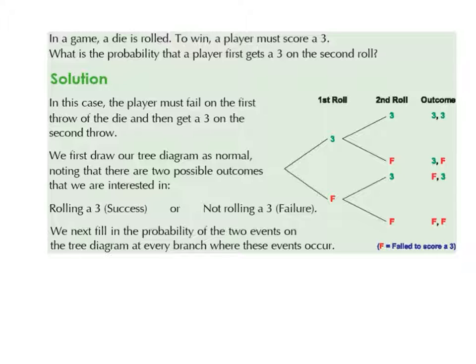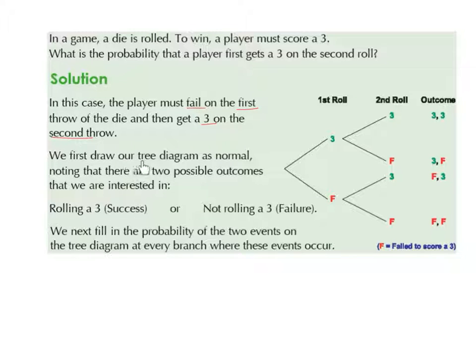So if the player first gets a 3 on a second roll, they have to not get a 3 on the first roll. So in this case, the player must fail on the first throw of the die and then get a 3 on the second throw.